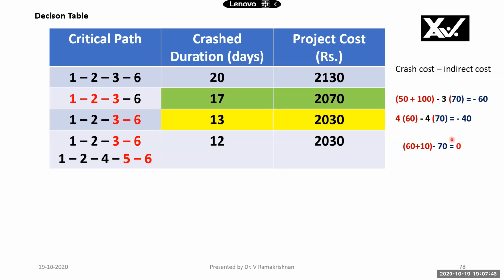Right? But it is not possible here because 1, 2, 3, 6 has reached its limit. There is no crashing further possible in critical path 1, 2, 3, 6. Okay, that is 13 days. So crash cost minus indirect cost is shown here, and how this cost is arrived at, you see. So management will have to take a decision based on this.